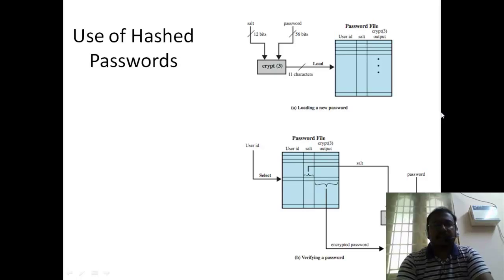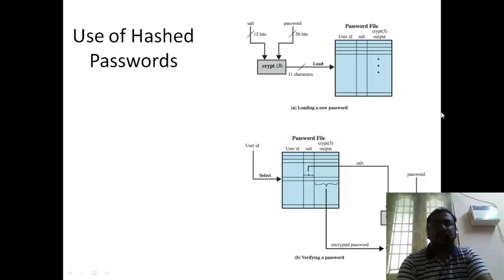So here we have a password which is of 6 bits and a salt value which is of 12 bits. Put together we get a crypt, and we put that crypt into the password file. So salt values can be, for example, you give a password, some additional values will be added to your password and it will be put into the password file. So it becomes difficult for the hackers to actually guess what the password is.